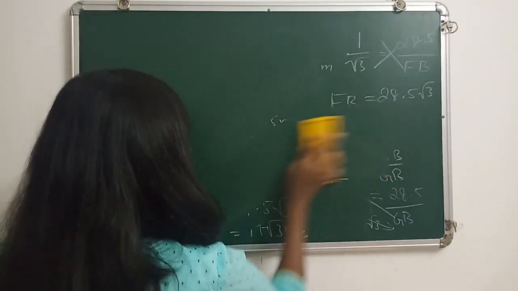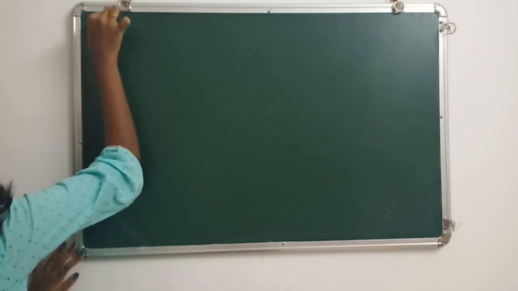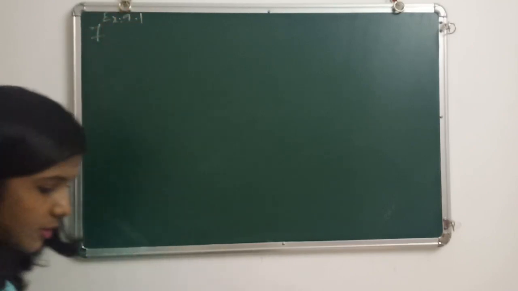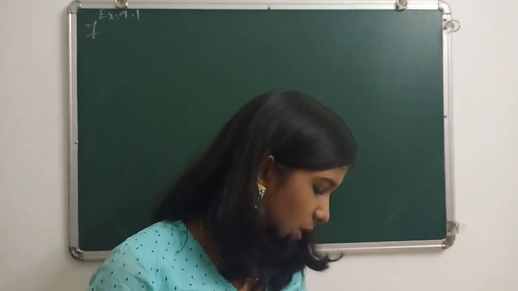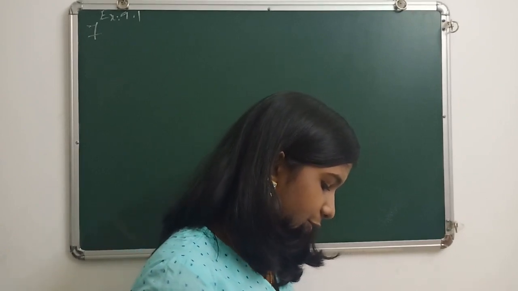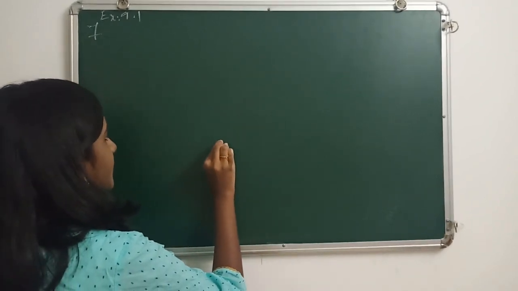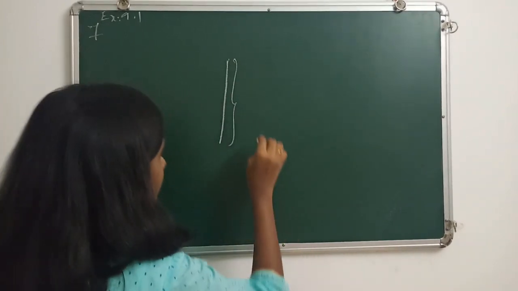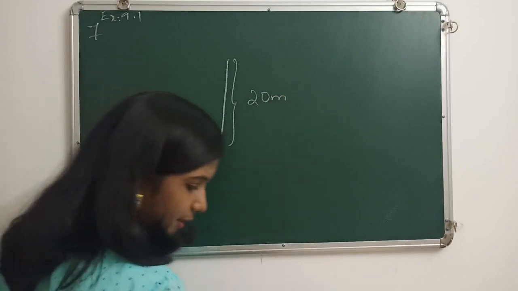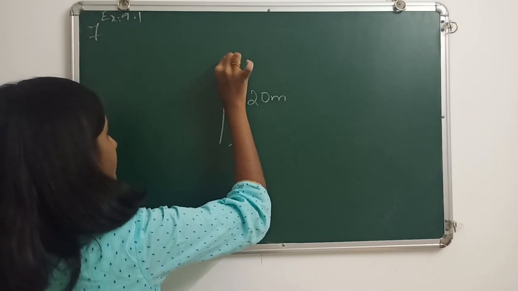Now, let us get into the 7th sum in exercise 9.1. Exercise 9.1, the 7th sum is: from a point on the ground, the angles of elevation of the bottom and the top of a transmission tower fixed at the top of a 20-meter high building are. Okay, first, let us take this as the high building, that is a 20-meter high building. This is 20 meter, and a transmission tower is fixed.